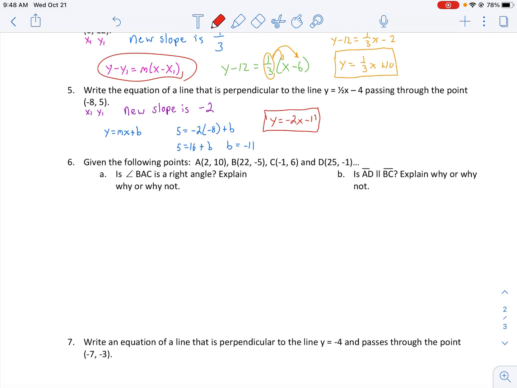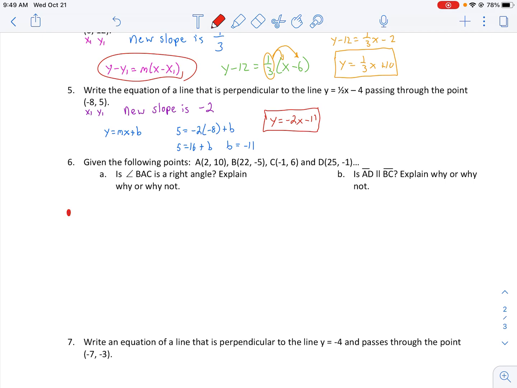Okay, number 6. So, given the following points, is angle BAC a right angle? So, let's figure out if this is a right angle or not. So B is up at 22, -5.